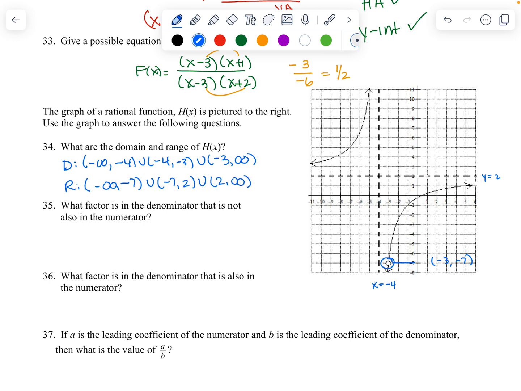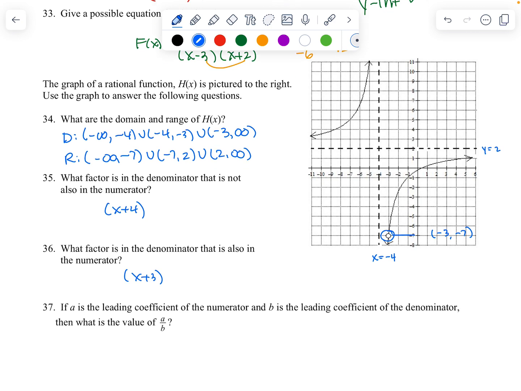Okay, and then what is the factor in the denominator that is not in the numerator? And that is implying our x-intercept. Oh, not in the denominator, not in the numerator. I read that backwards, but that would be the x plus 4. What factor is in the denominator and also in the numerator? That would be that whole value, so that'd be your x plus 3. And then this is that ratio of lead coefficients thing, which we know means we're talking about our horizontal asymptote, and so we know that must be a 2/1.